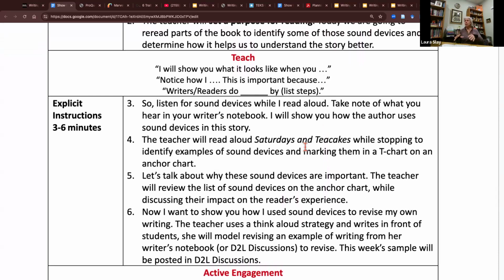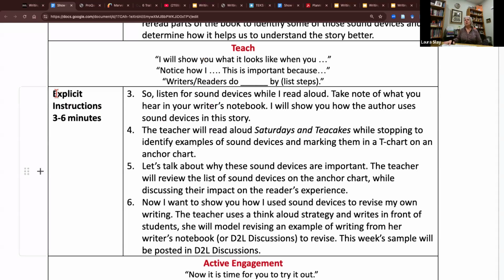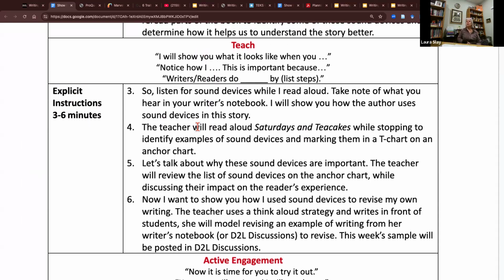Okay, that was the connecting step. Now you're going to actually do the teaching. So you might use some of these different stems to help you think it through. Notice this is the category of explicit instruction. It would take you approximately 3 to 6 minutes to do this in front of the kids. So here's step number 3.